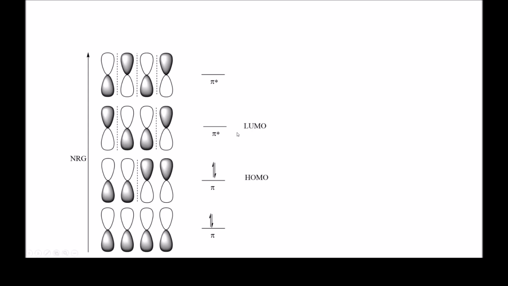The LUMO right here is the lowest energy unoccupied molecular orbital. It's unoccupied, it's the lowest energy, that's why it's called the LUMO. If you had to come up with a name for this, it would be the highest energy unoccupied molecular orbital, or the HUMO, which I've never heard anybody say. It's always the HOMO and the LUMO that we focus on in terms of chemistry.